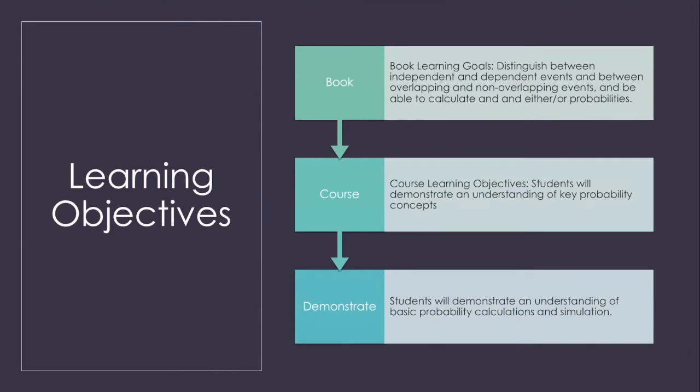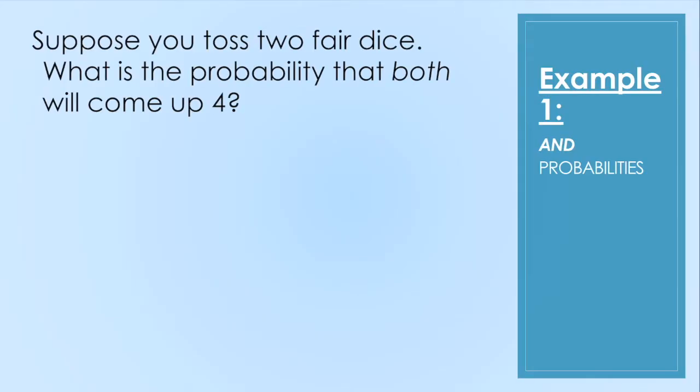So here are our learning objectives. Example 1, we're going to talk about and probabilities. So let's suppose we toss 2 fair dice. What is the probability that both will come up 4? Well, let's remember that if we were to roll 2 dice, the total number of possible outcomes is 36. So the odds of getting 2 4s would be 1/36.